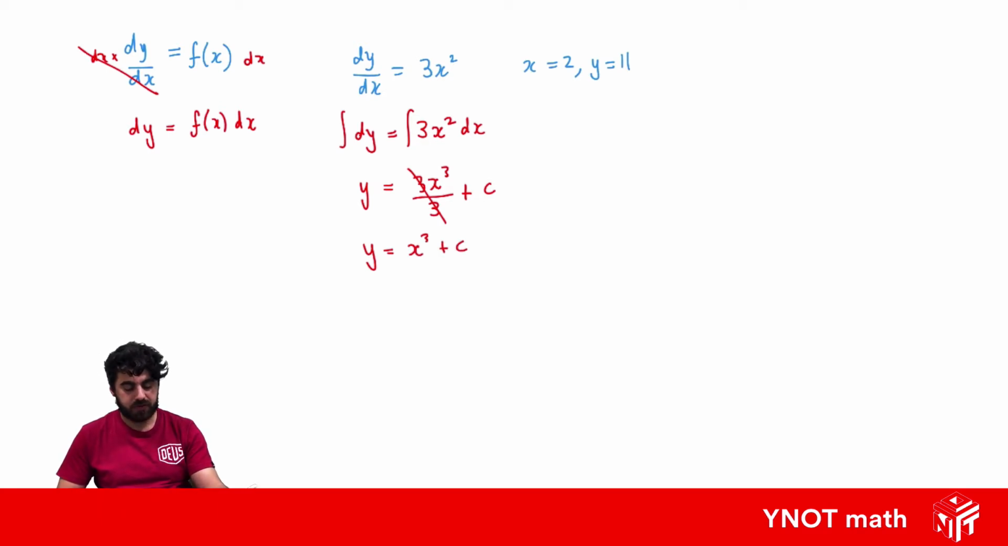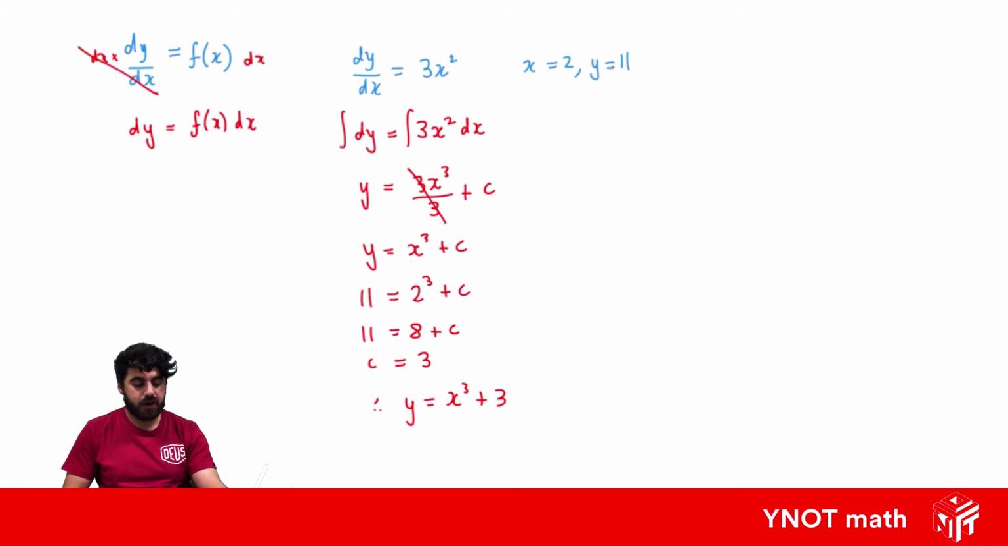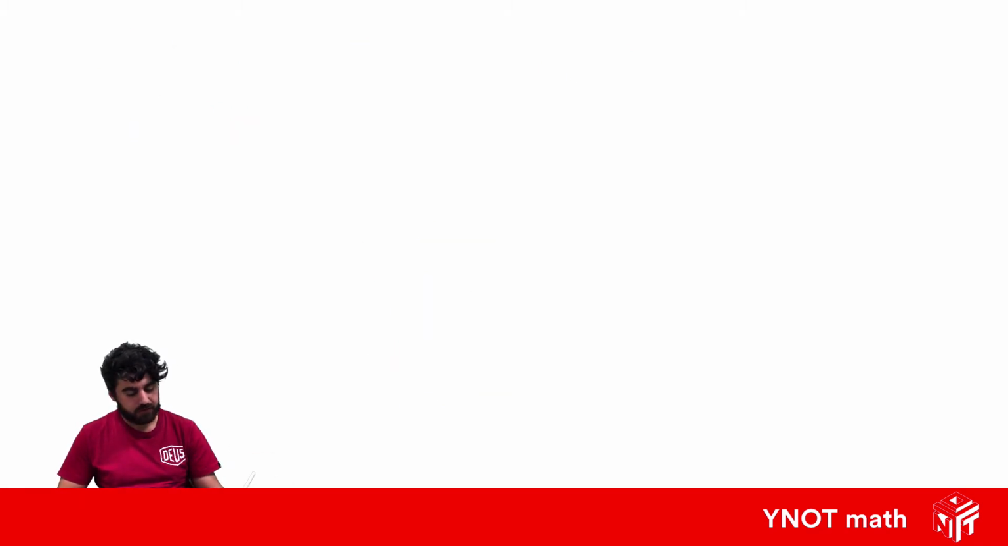And this time we'll give an initial condition, so we can sub those in. When y equals 11, x equals 2, so we get 11 equals 2 cubed plus c. So 11 equals 8 plus c. So minusing 8 from both sides, we get c is equal to 3. So therefore, y equals x cubed plus 3 is the solution to that differential equation. Let's have a look at another example.